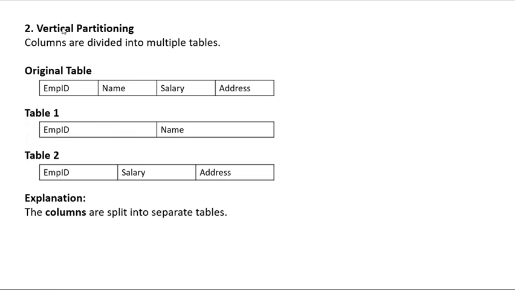The second is vertical partitioning, where columns are divided into multiple tables. Like the original table has employee ID, name, salary, and address. Table 1 shows the employee ID and name, and table 2 shows the employee ID, salary, and address. The explanation is that columns are split into separate tables.